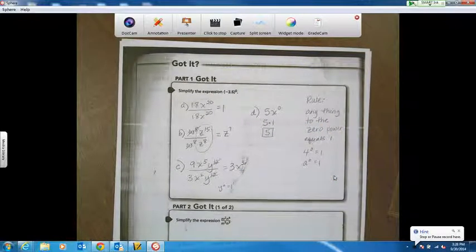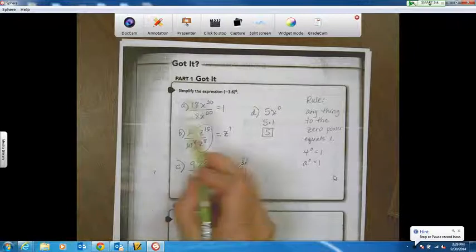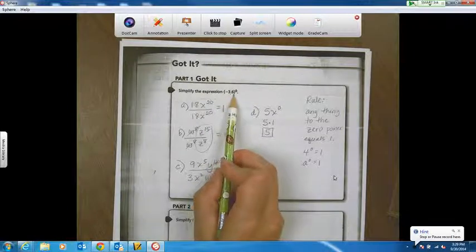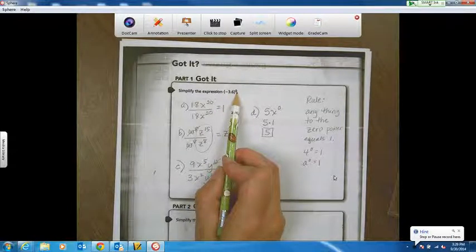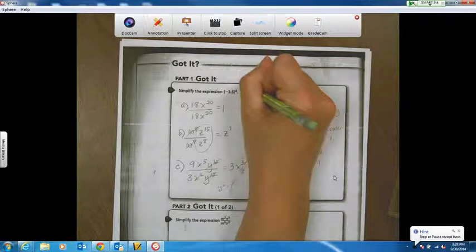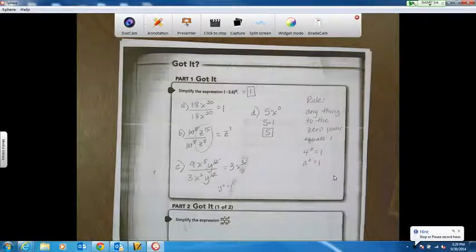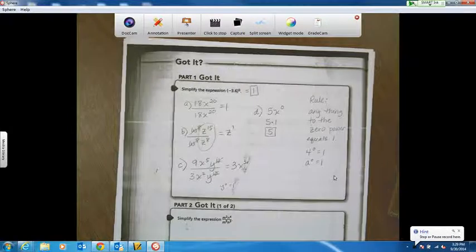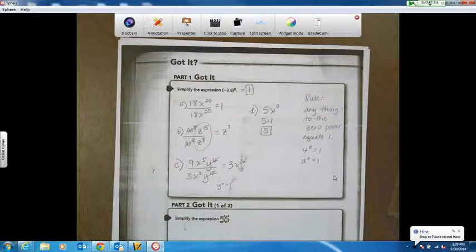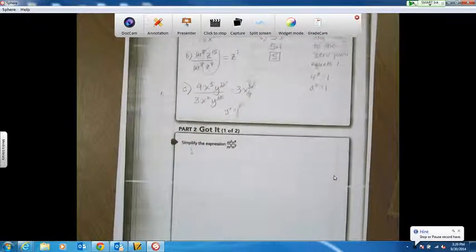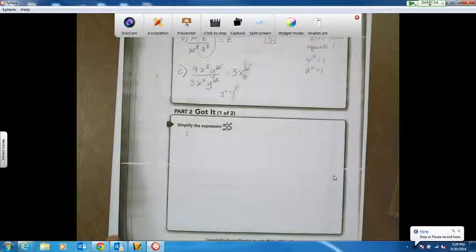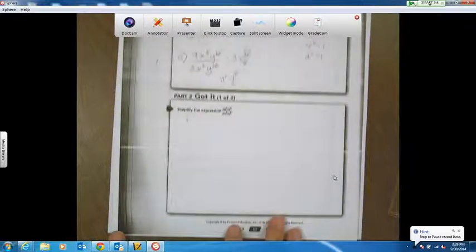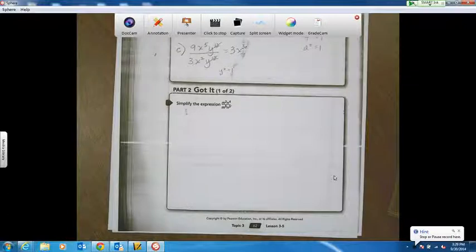Okay, so if I go back up and look at the got it from the very beginning, it says negative 3.6 to the 0 power. Well, we just said anything to the 0 power is 1. So that answer is 1. Okay, all right, let's go ahead and go down to the second got it, and let's look at some examples for this one. All right, so letter A.